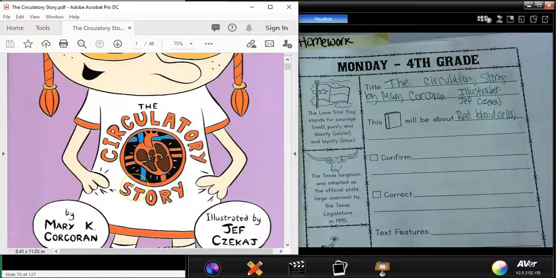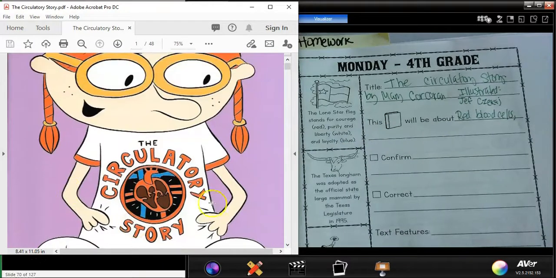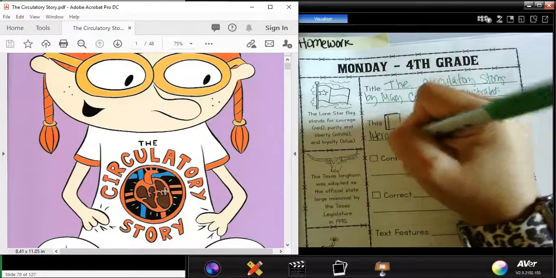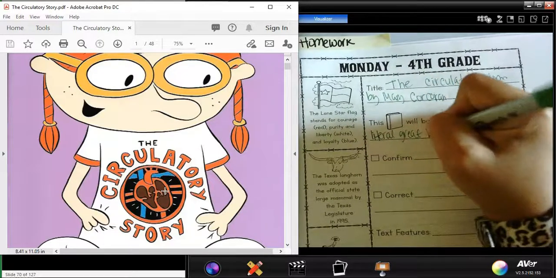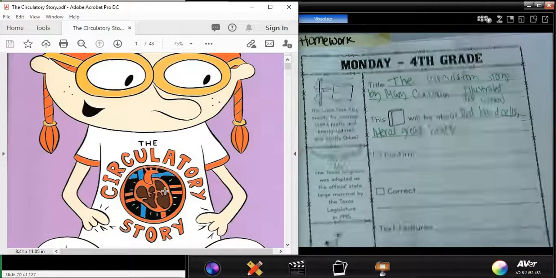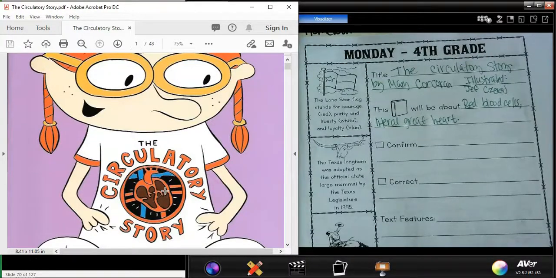Remember, first we were talking about a figurative great heart. Now we're talking about a literal great heart. So let's go ahead and write it here. Literal great heart. And remember, what does literal mean? It means real, right? Like the actual heart inside of your chest.